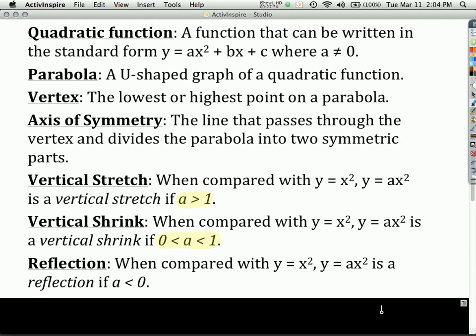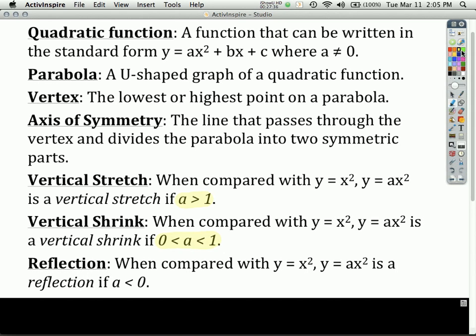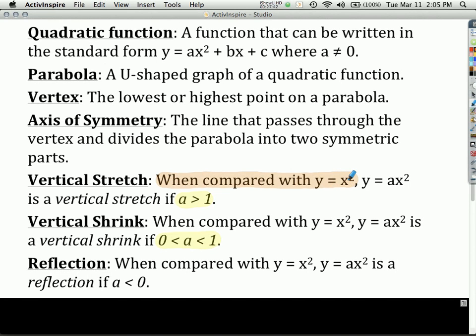Now, I said one detail over and over again: when compared with y equals x squared. That is one of our goals today. We are going to be comparing graphs with this one graph, y equals x squared.